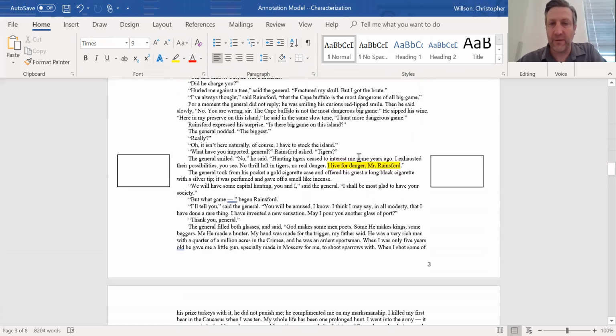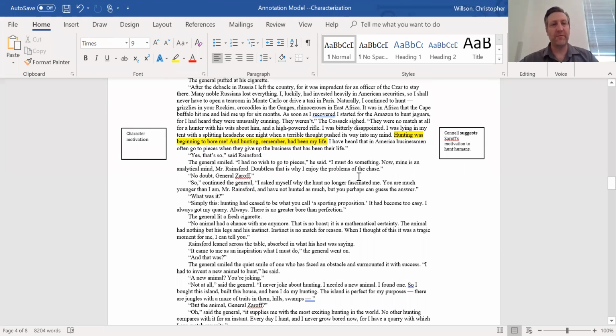All right. Later on, Zaroff says, "I live for danger, Mr. Rainsford." So which of those STEELE elements is that? And then what is the author telling us with that? So go ahead and pause the video and fill out these two boxes: write what literary element is being used over here, and then what the author is showing or telling us over here. Okay, after you've paused that, come back, and let's look at the next thing.